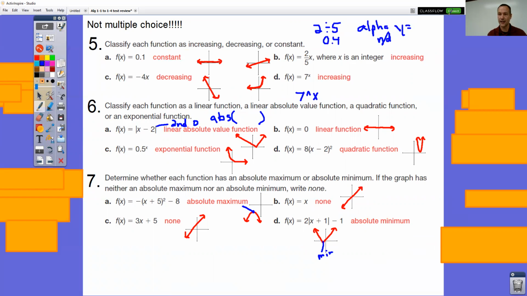So that is what your test questions look like. Make sure that you know your vocabulary, make sure that you know your function families and how to use the calculator.